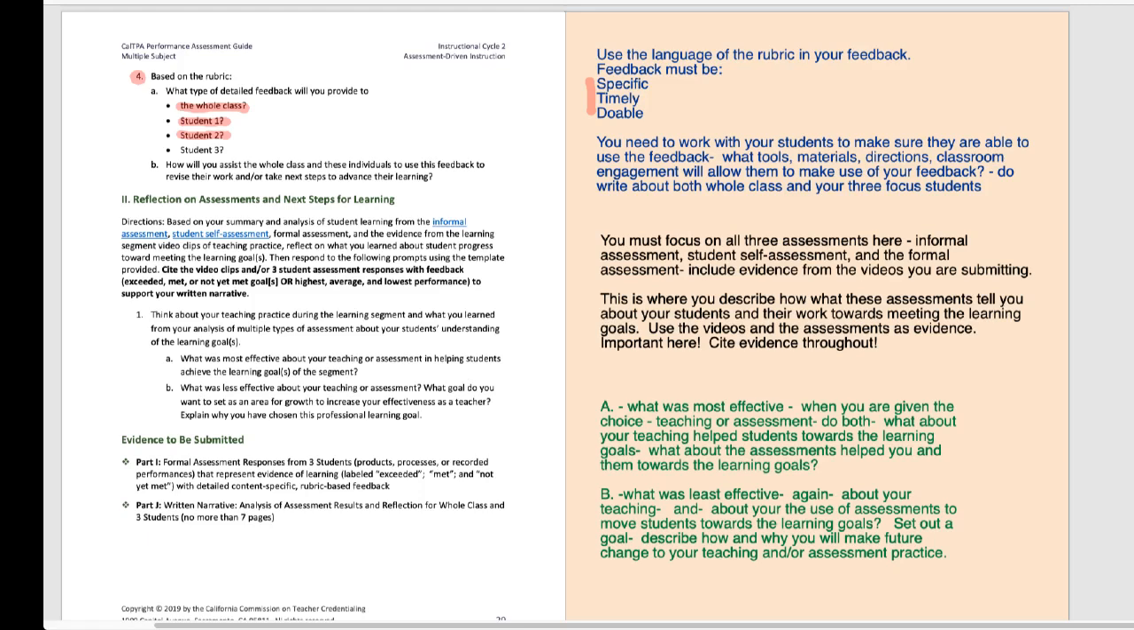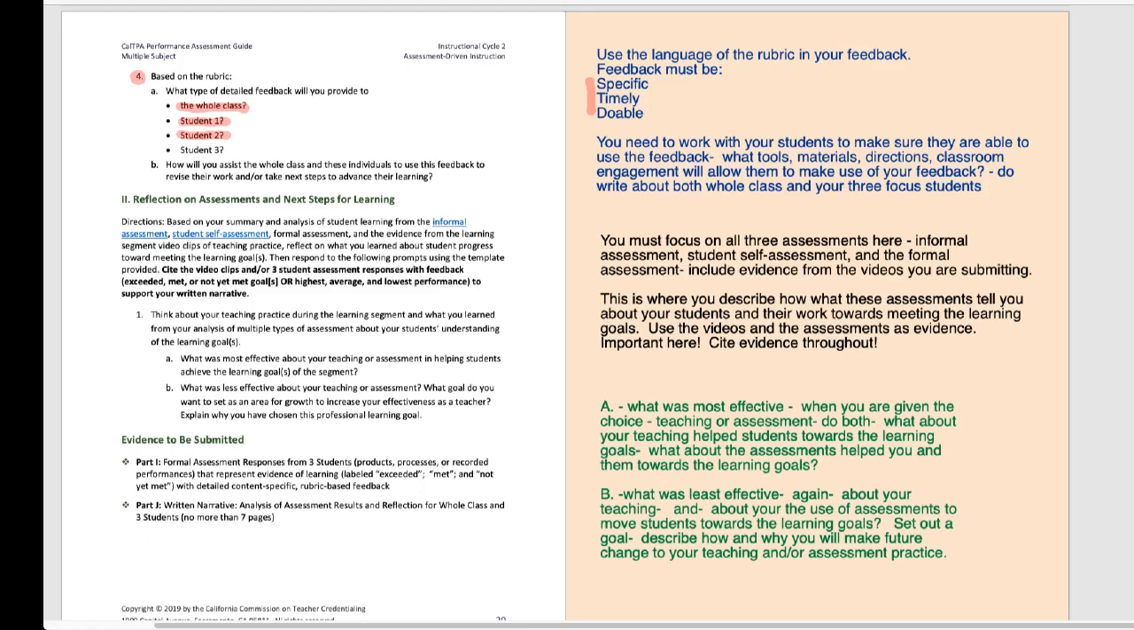So beside the specificity, the next part is timely. You want to make sure that whatever feedback you're giving your kids, they can do in a reasonable time. So if you give a bit of feedback, it should be something that the students can take back and work on right away. And within a few sessions or even one session, they can get better. You don't want to suggest a lifetime of change in your feedback.